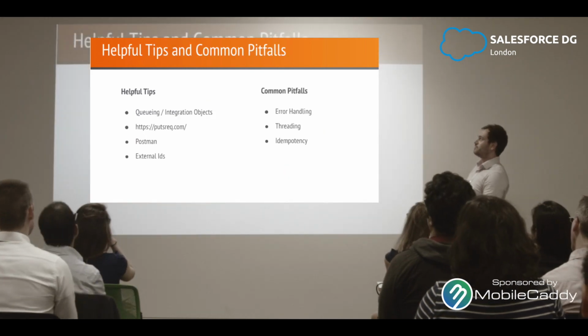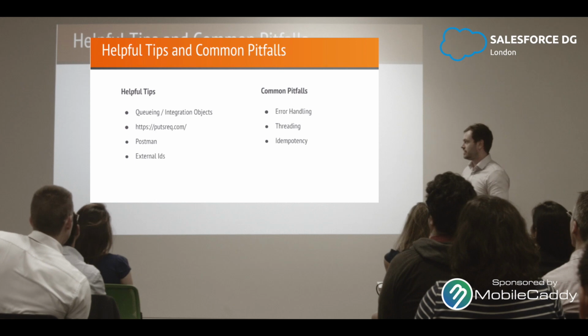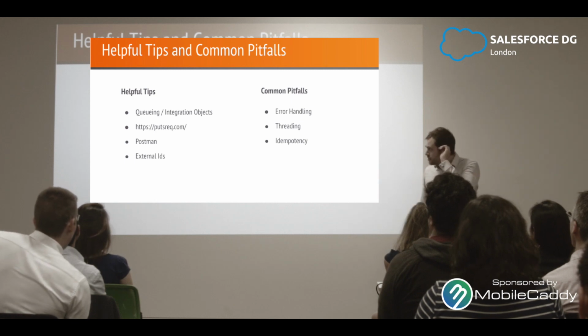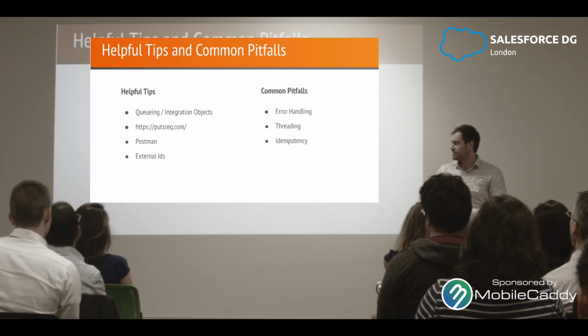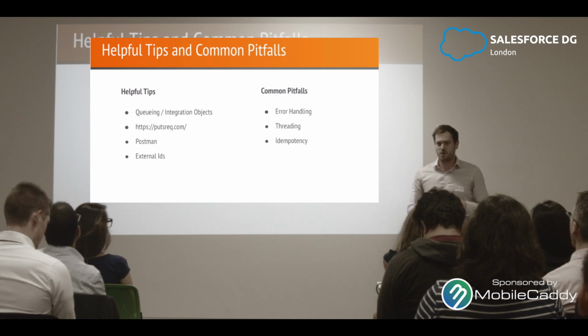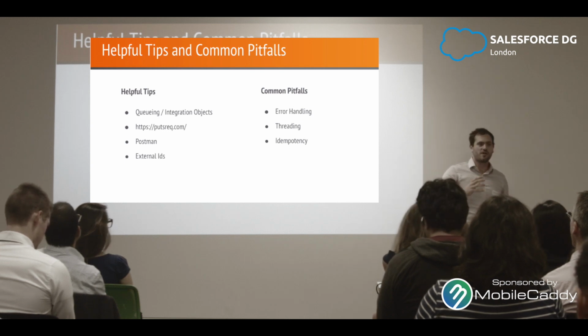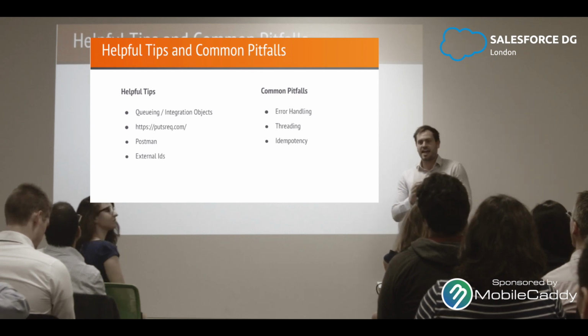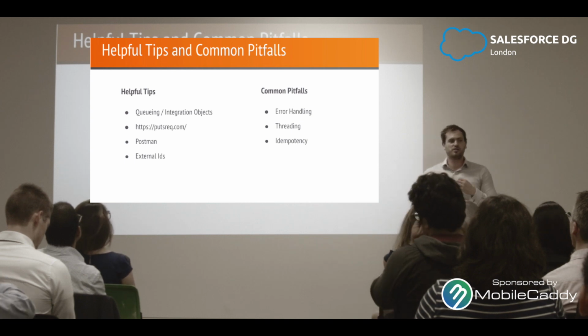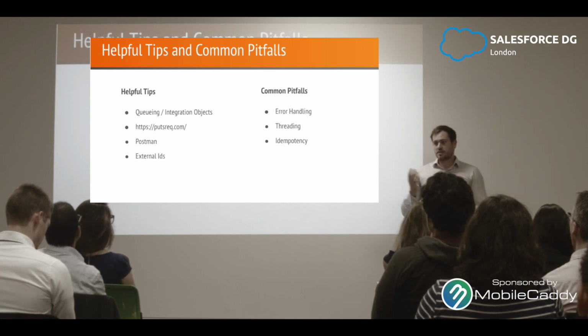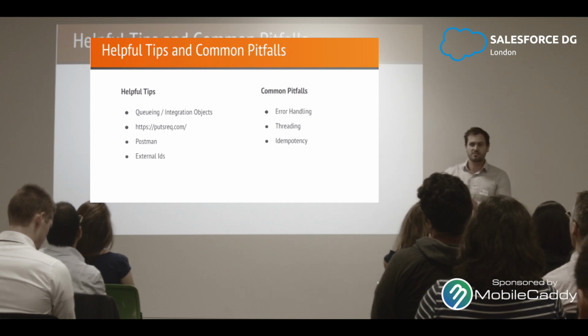Finally, some helpful tips and common pitfalls. Queuing and integration objects. This is something that makes your life a whole lot easier. Basically, you create a record and you log everything back to there about what you've done during your integration. Then you can retry it if something fails and start back from where you got to. Makes your life a lot easier.